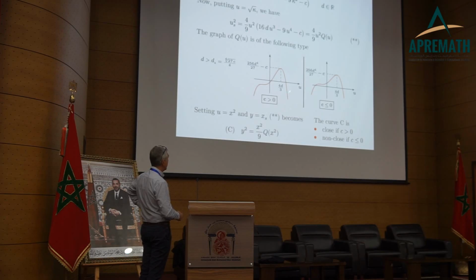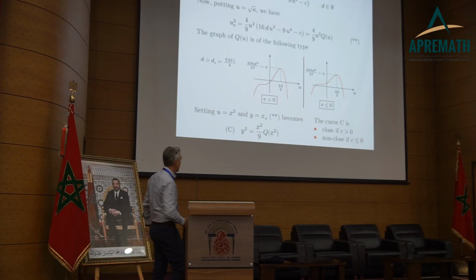To understand that when your curve is of this type, to get the curve you just get rid of the part which is below, you take the symmetric part, so you get a closed curve. But when c is less than or equal to 0, because the graph is not of this type, you have to stop here, you don't get a closed curve. So in a way, this one is a closed curve when c is positive.